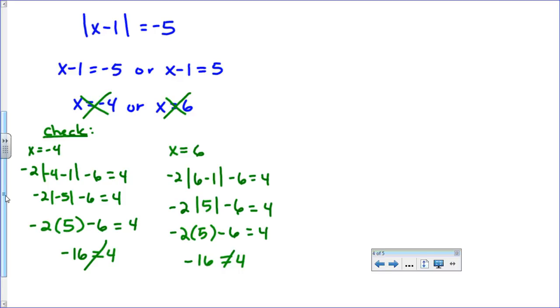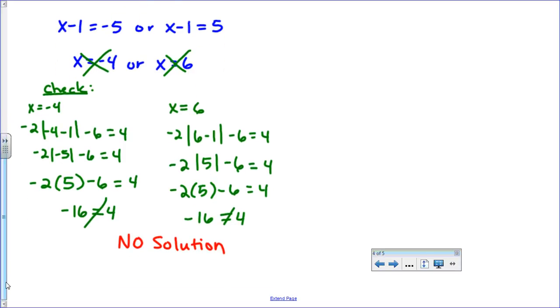So what I'm showing you is that if you don't catch it right away, that because it's equal to a negative, it's going to be no solution. If you're checking all of your answers, you will find it there as well. So you can either write no solution or x equals the empty set. Either one, you don't have to write both.